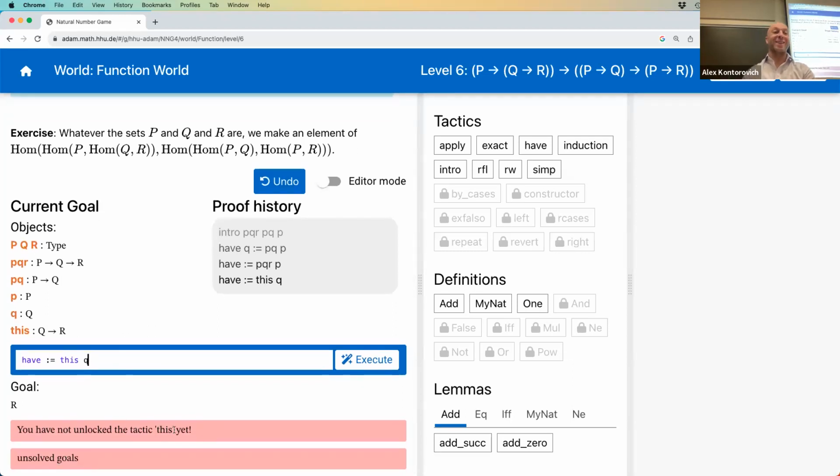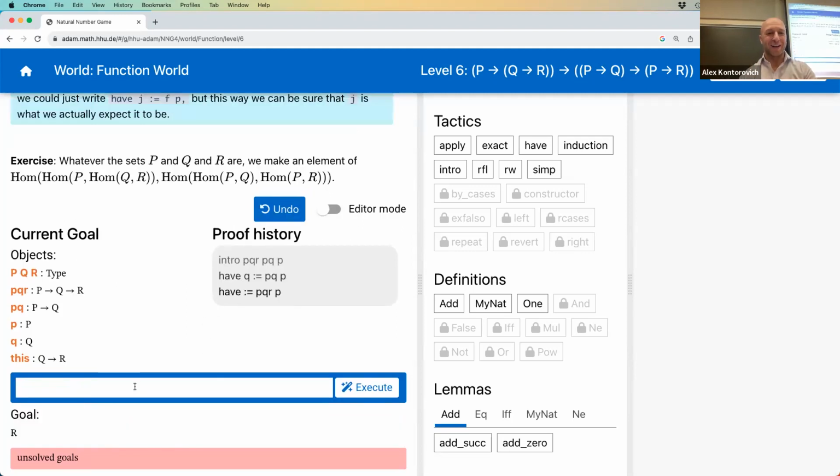Oh, we don't have the tactic yet. Fine. I'm not allowed to use this. Sorry, I have to give it a name. So let's call it QR, PQR given P. So you have to undo twice to get rid of the one you have. Yeah. All right, let me copy.